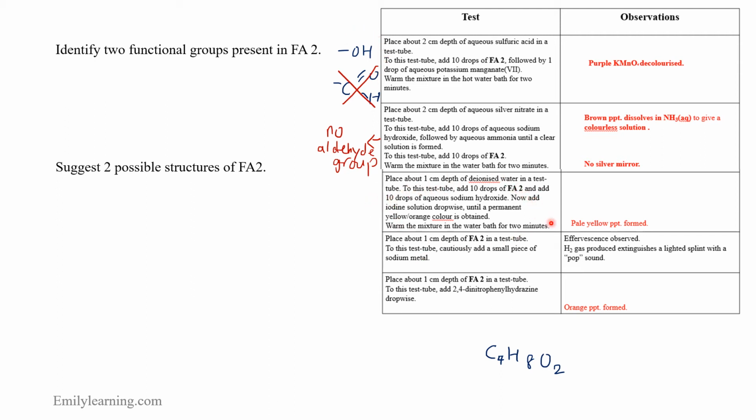So this test is the iodoform test, and we have a pale yellow PPT of CHI3 formed. So if I have a pale yellow PPT of CHI3 formed, it means that I have a positive iodoform test. So the iodoform test is used to test for structures, right? And we are testing for either this structure here or this structure here.